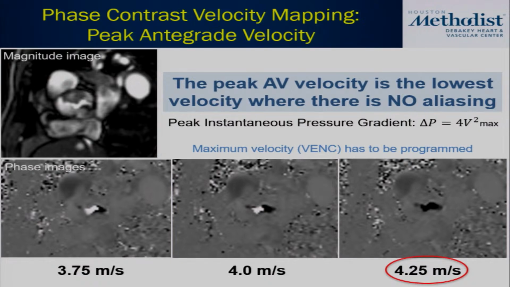So in this particular case, you see aliasing at 3 point, when the VENC, or this aliasing velocity, was set at 375. You see aliasing, which is that black and white in the same image. This just tells you that the velocity is faster than this, and you've got some protons that are being assigned in the different phase. You go up to 4 meters per second, you still see that, but at 4.25, you can now see smooth laminar flow. So this would be a patient whose velocities would go along with severe aortic stenosis.